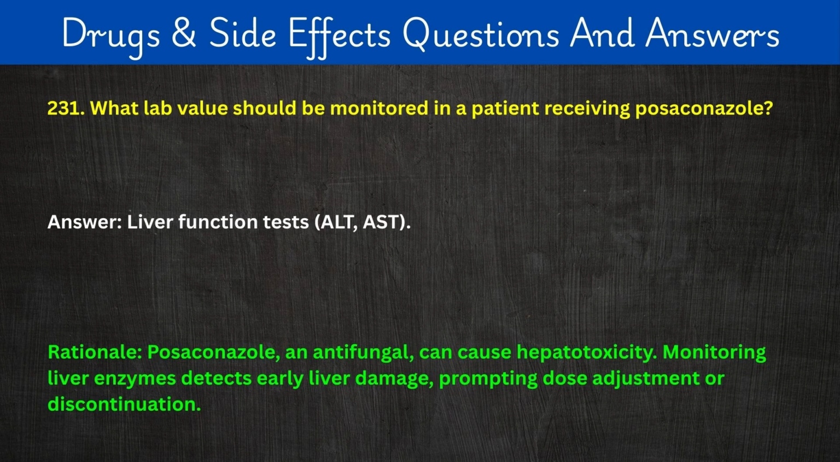231. What lab value should be monitored in a patient receiving posaconazole? Answer: liver function tests, ALT-AST. Rationale: posaconazole, an antifungal, can cause hepatotoxicity. Monitoring liver enzymes detects early liver damage, prompting dose adjustment or discontinuation.